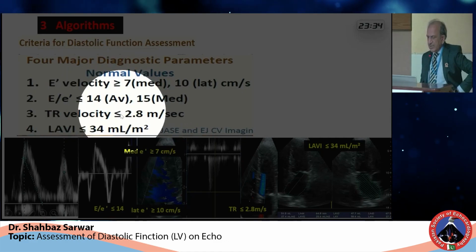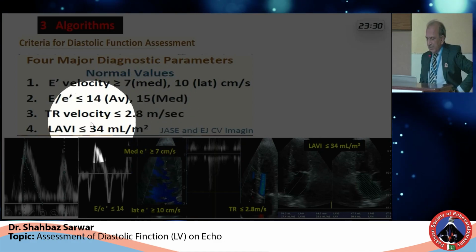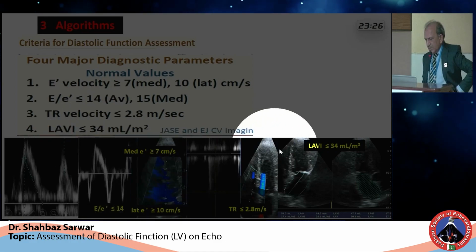TR velocity is less than 2.8. It's a very solid study, again backing it up. And left atrial volume index less than 34. So you see all these things here.